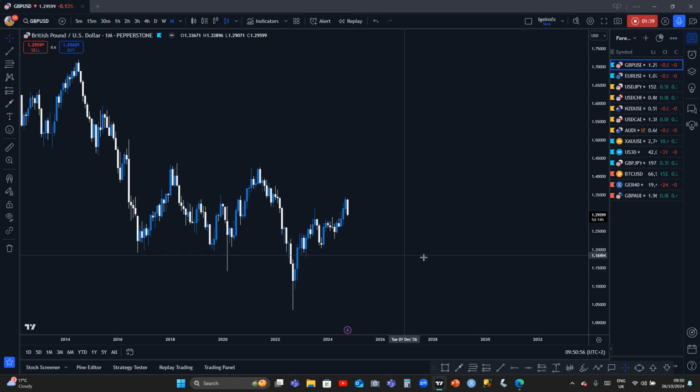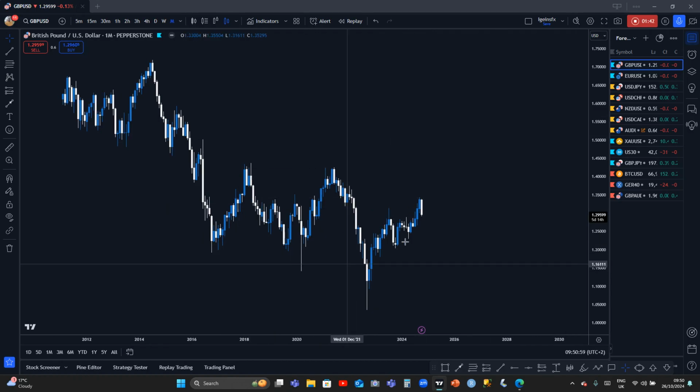Can we find any setup here? No, there is no setup here.